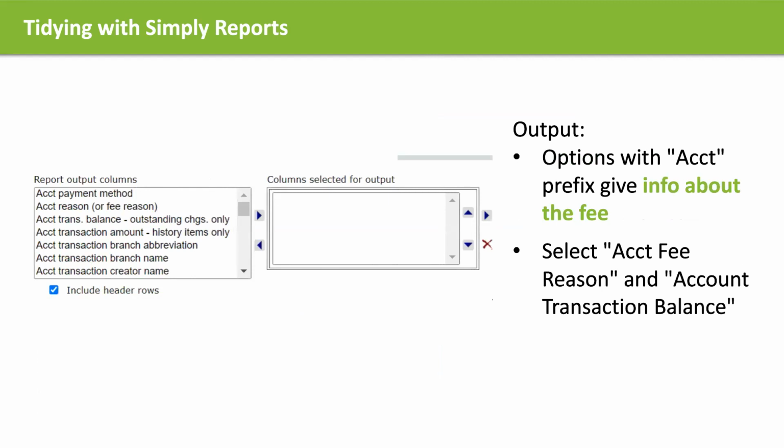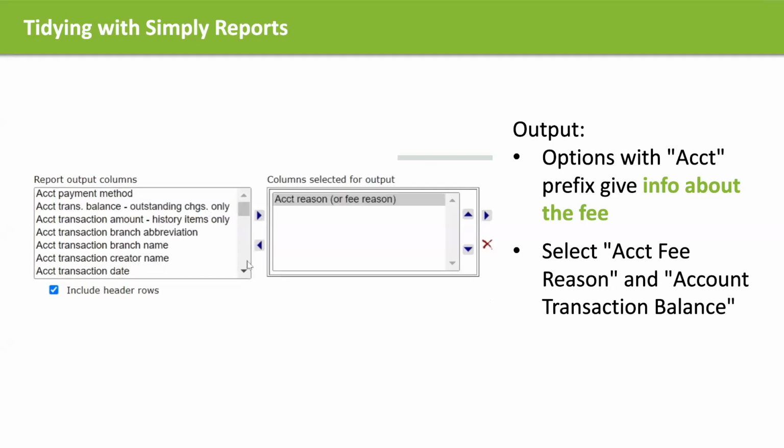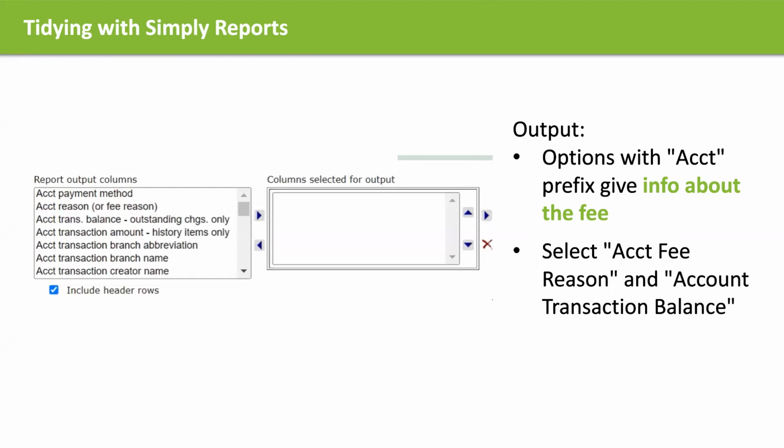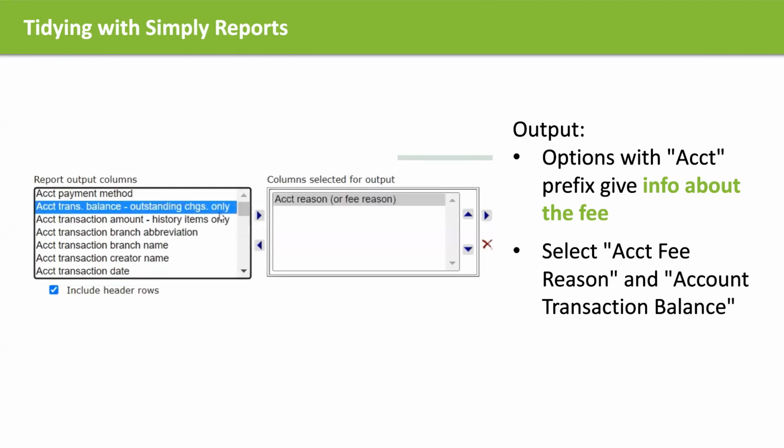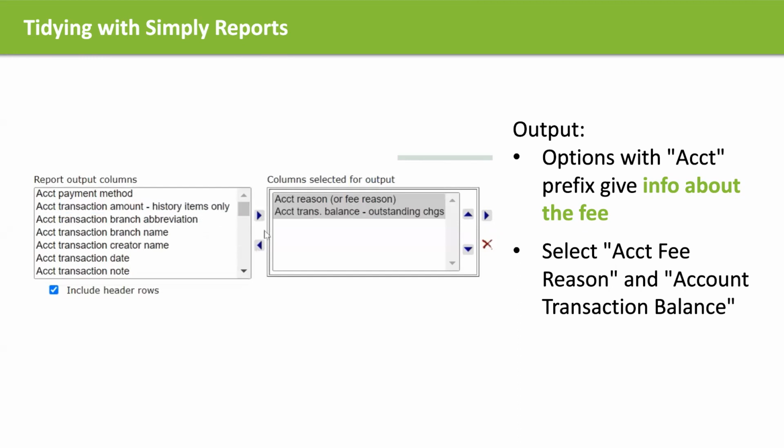And then with output, there are a lot of ways to see information about the fee. So output with a prefix of account is going to give us info about the fee. So like we want to see things like the account reason or the account transaction balance. And the account fee reason is going to tell me if it's a processing charge or replacement cost. Account transaction balance is going to tell me how much the patron still owes on that fee.